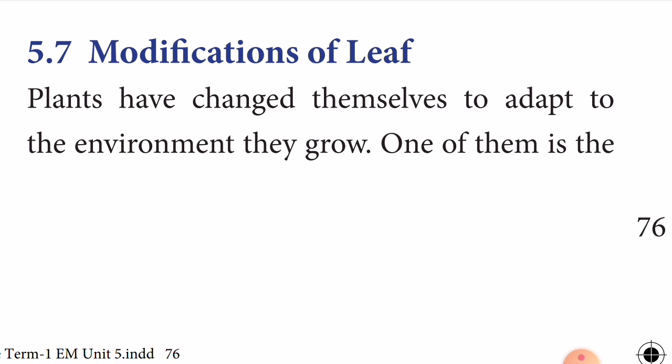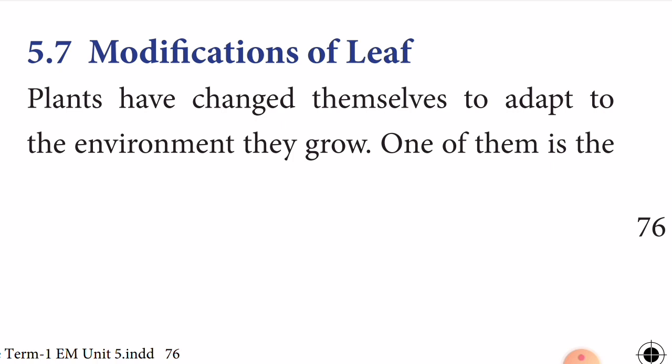Children, this is your Unit 5, Reproduction and Modification in Plants. So, children, there are three types of plant modification. Already we have learned two types. One is modification of root, another one is modification of stem. This is your third type, children.